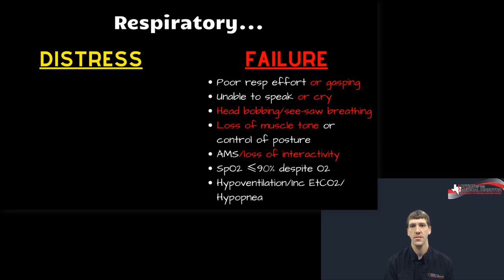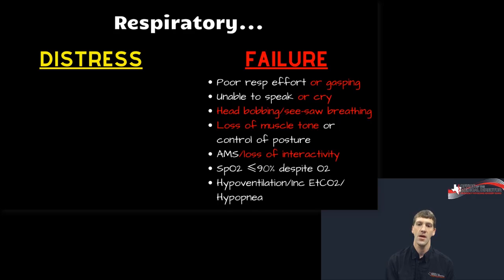Next, loss of muscle tone. This is essentially a reference back to the pediatric assessment triangle that we talked about previously. Or for your older children, loss of control of posture as well. They're no longer able to tripod and sit up, and they're just slouching and slumped back. Next is altered mental status in your older children who you can actually assess. And then for infants and young children, the loss of interactivity, where they're no longer looking at you, following you, or their parent around the room.